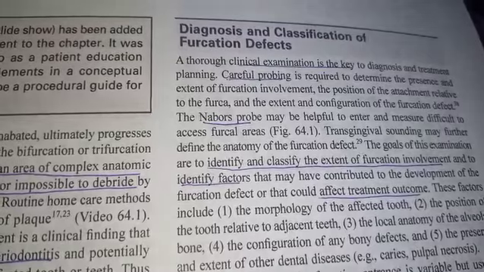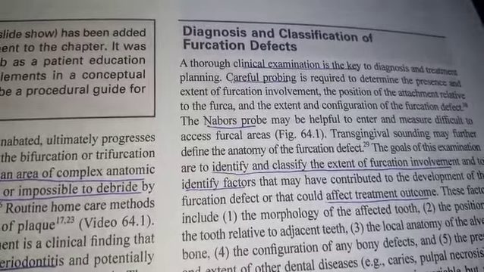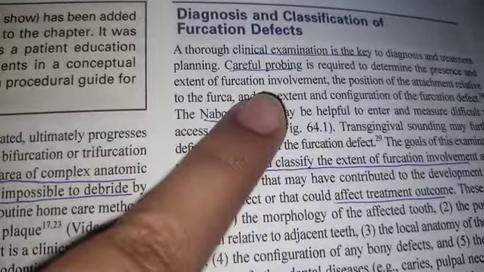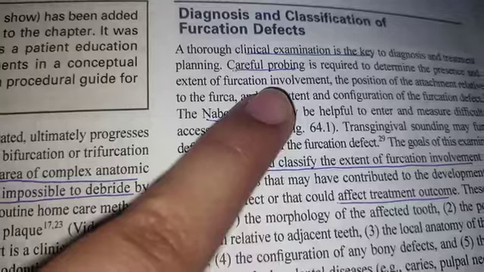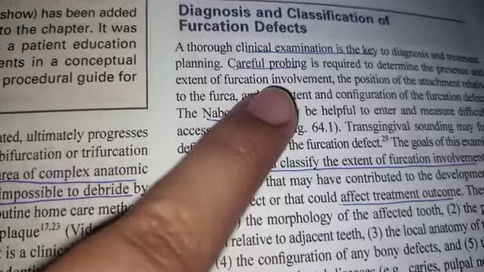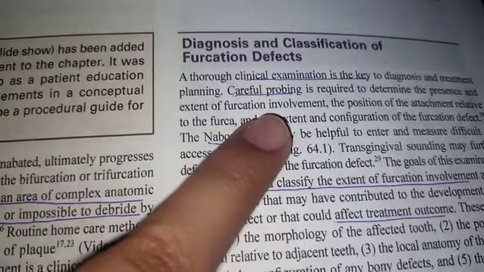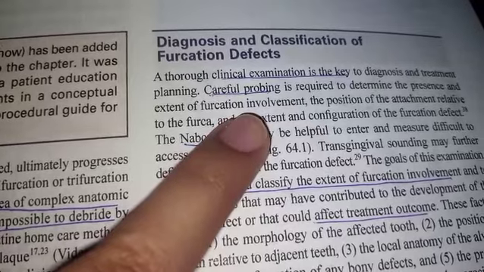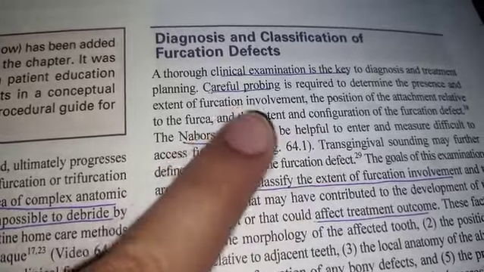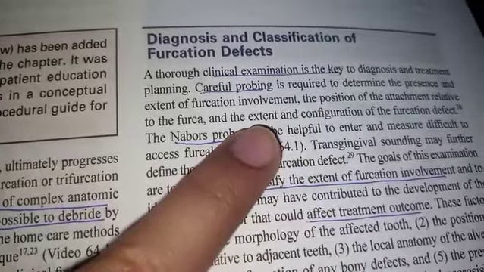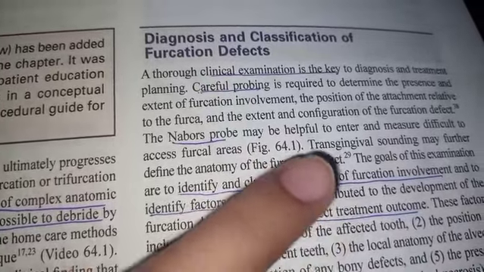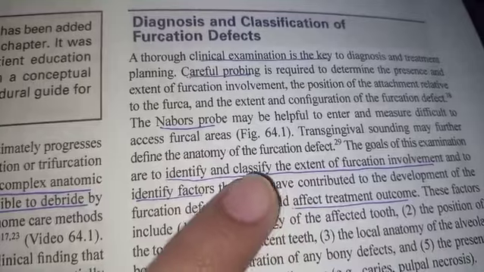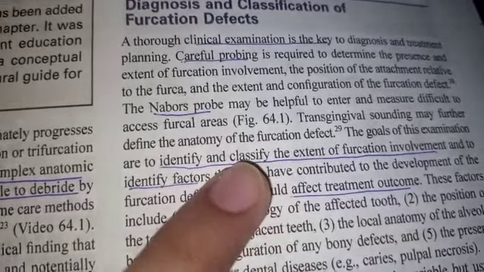Now moving towards the diagnosis and classification of furcation defects. A thorough clinical examination is the key to diagnosis and treatment planning. You examine by careful probing, which is very important to determine the presence and extent of furcation involvement, the position of attachment relative to the furca, how far it extends, and the configuration, the shape of the furcation defect. A Nabers probe is used for it, which measures the furcation area. Transgingival sounding may also further define the anatomy of the furcation defect.